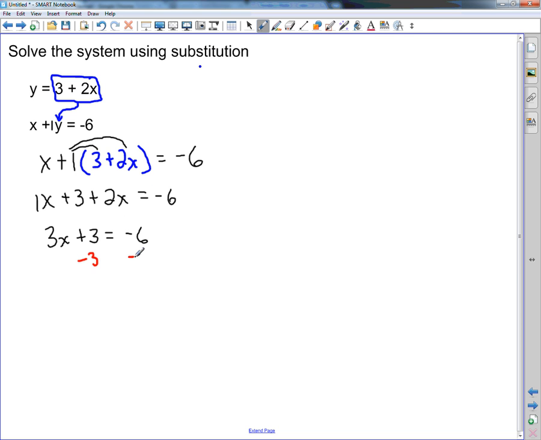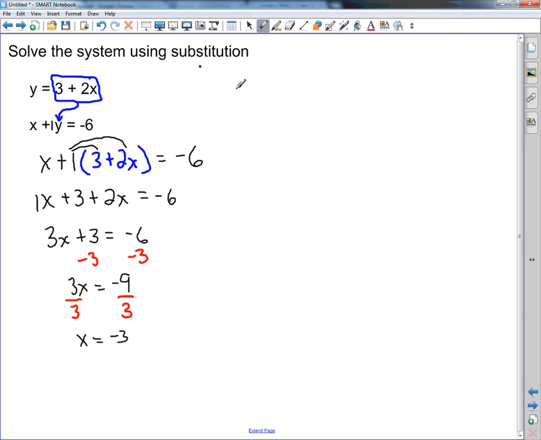Subtract the 3. We get 3x equals -9. Divide by 3. And we get x equals -3. Now we feel like we're done. We feel like we have the answer.